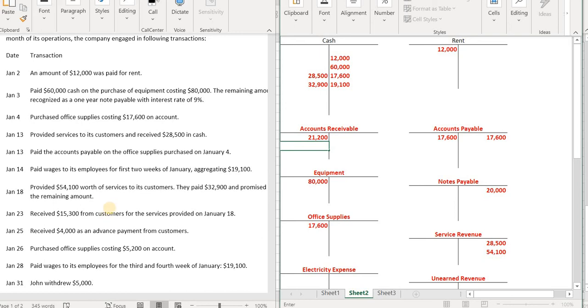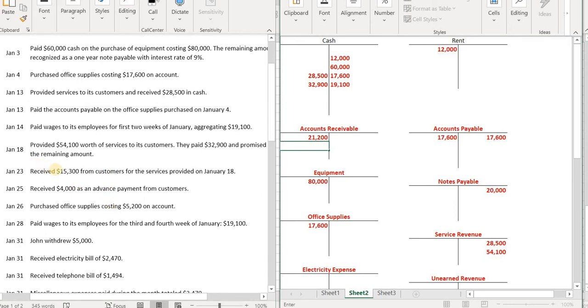Moving on. January 23rd, received $15,300 from customers for those services we just provided. So they're going to pay us part of our bill. So we're going to, isn't cash going to go up since we received it? And what's going to go down? Accounts receivable. So why don't you do that? Increase cash by $15,300 and decrease accounts receivable by the same amount.